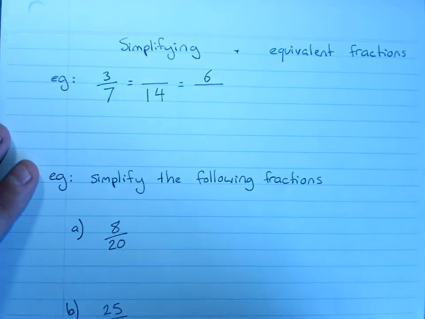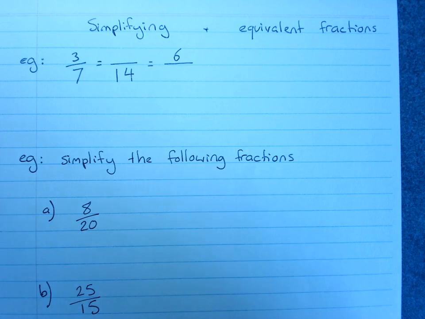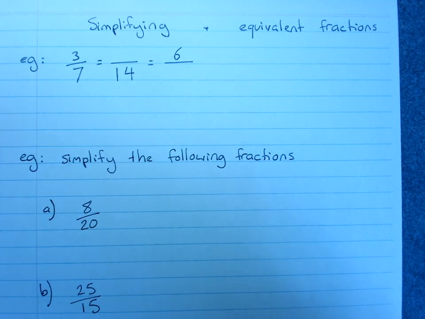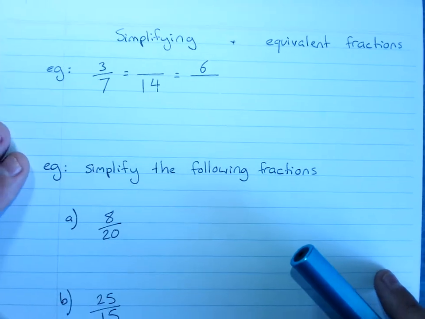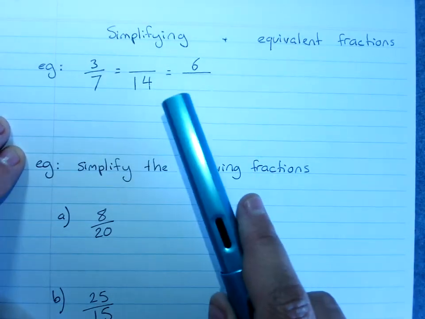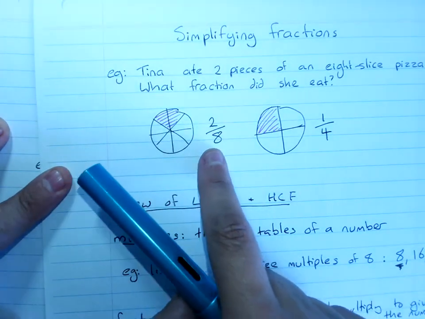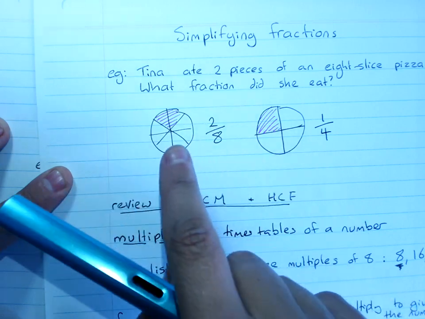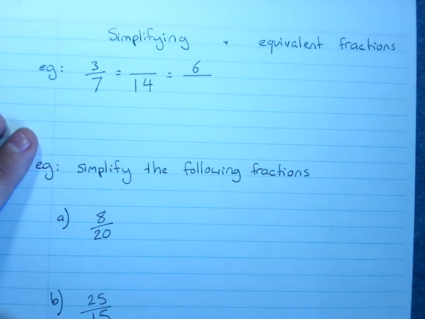Now, the reason we did that is that we need the LCM and the HCF to simplify and to do some other things with fractions. So here's some types of questions that we might want. Equivalent fractions, just like here, where we discovered that 2/8 is really the same as 1/4. These are equivalent fractions. They mean the same thing.